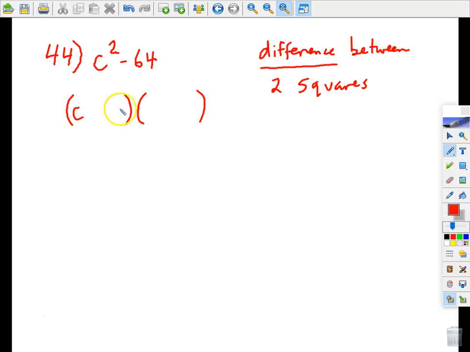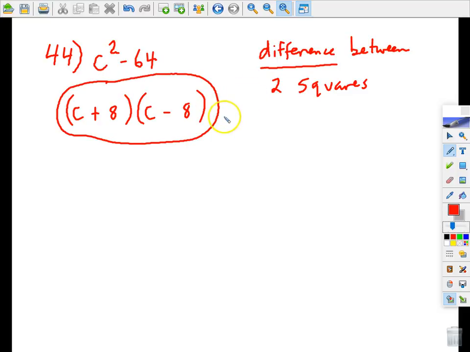What I'm going to do is write the square roots of each term. Square root of c squared is c. Square root of 64 is 8. And then it makes it really nice to finish off the factoring. One of these has to be plus, and one of these has to be minus, and it doesn't matter which. You could switch the signs. But this represents the factoring known as the special case known as the difference between two perfect squares.